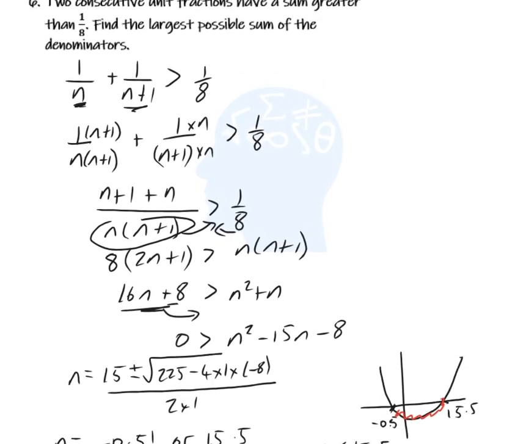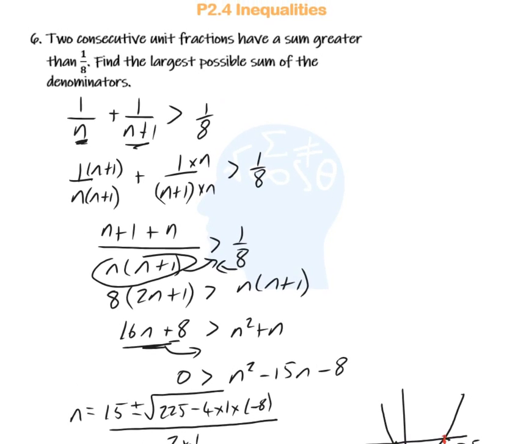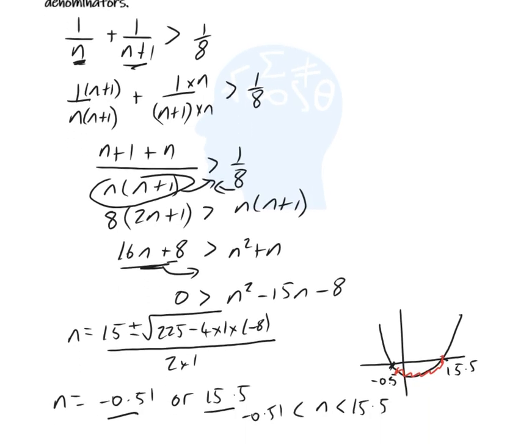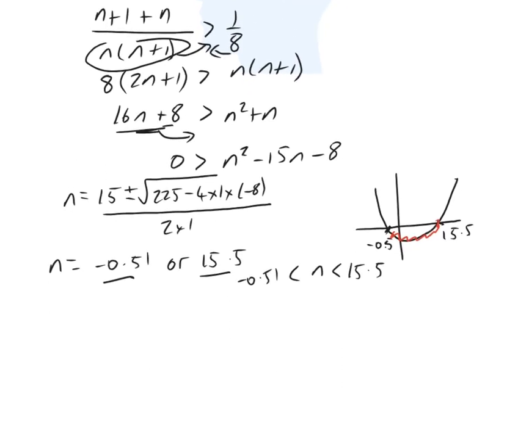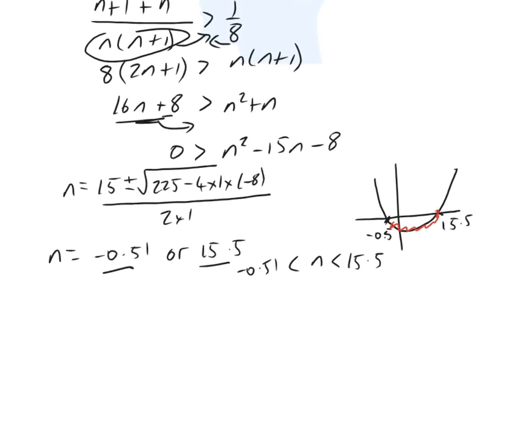If we just go back up and have a quick look at the question, it says we want the largest possible sum of the denominators. The largest possible sum, we want the denominators as big as possible. So I want the biggest integer value that's allowable within my inequality. So let's have n equals 15. So my first fraction would be 1 over 15, and then n plus 1 would be 16.